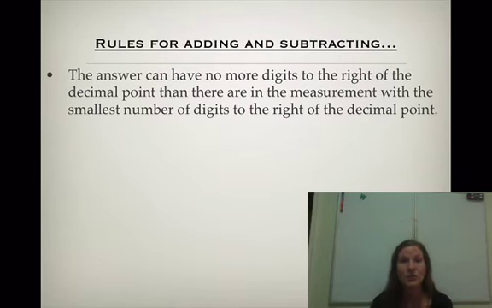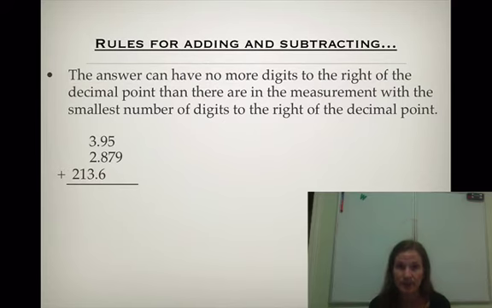So let's look at what the rules look like. For adding and subtracting, again, it's that you round to a location based on how precise your measurements are. The number that is the least precise, which means it has the least number of digits going from left to right, is where you round. So here's an example. If I take these 3 numbers and add them together, I get this.